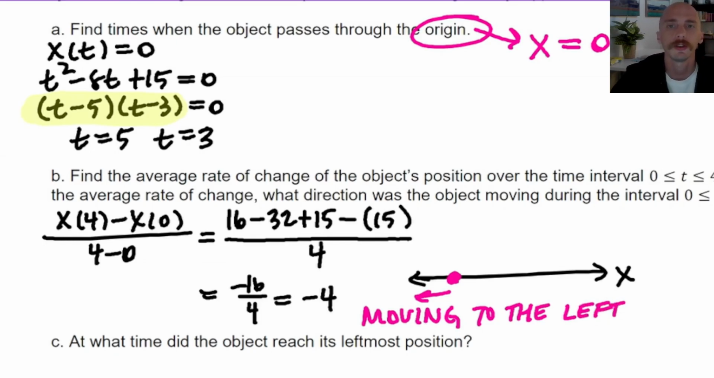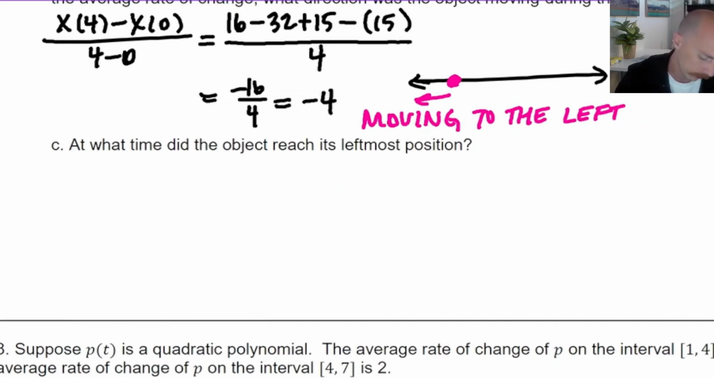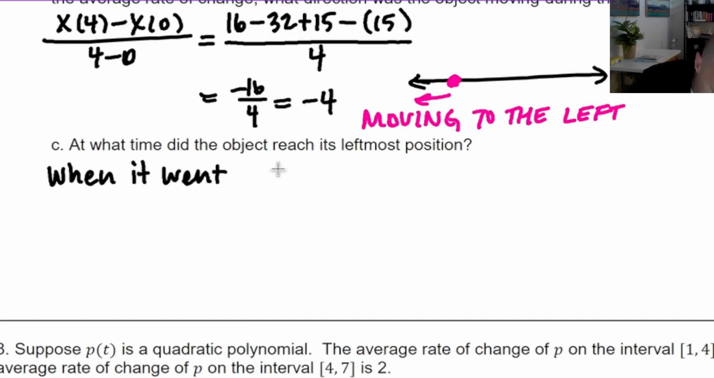That's because of that orientation we have, that we think about the x-axis, the greater values come from the right side. And then at what time did the object reach its leftmost position? Okay, well that would be kind of when it went like that, right? I mean, probably didn't look like that because it was on the x-axis the whole time, but it was going to the left and then it turned around and went to the right. That would be at an absolute minimum value of x.